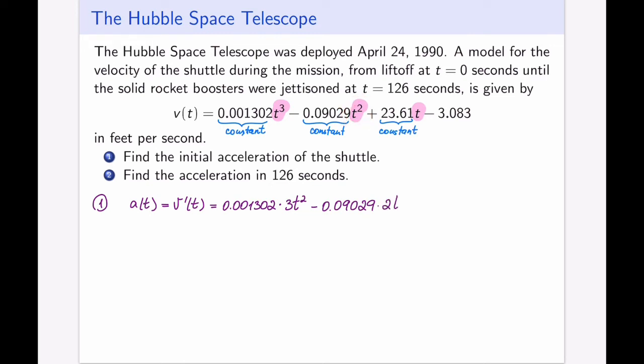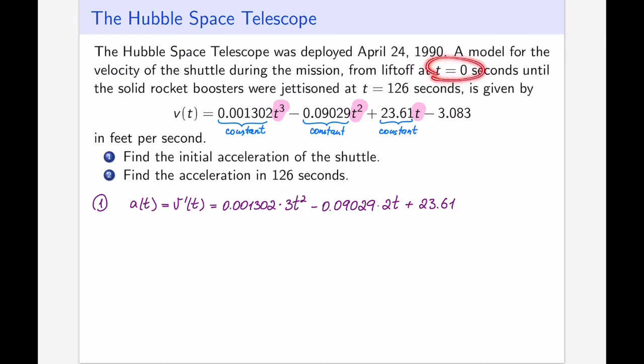T squared, the derivative is 2t, plus 23.61. The derivative of t is just 1, so I'm not going to bother writing it down. And then finally I have a constant, the derivative of which is 0. This is it. This is my entire acceleration function. Of course, I can multiply through these coefficients in order to simplify this a little bit, but I'm not going to bother because all I'm asked for in this case is find the initial acceleration.